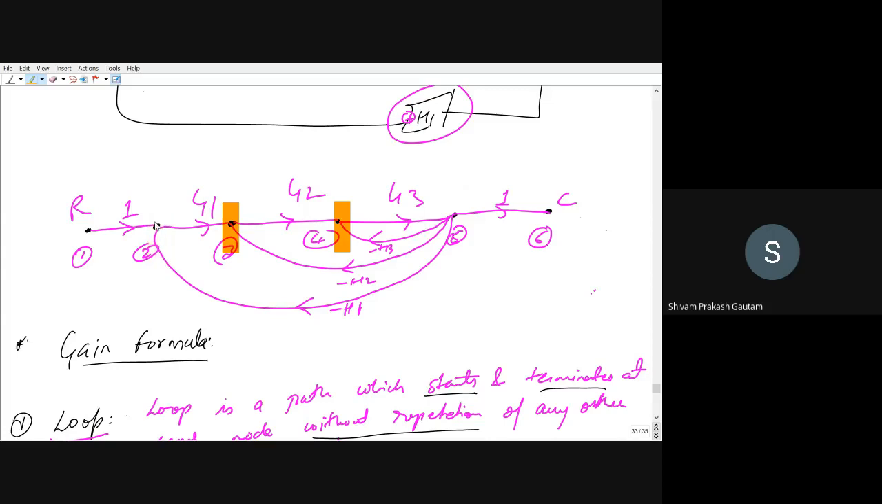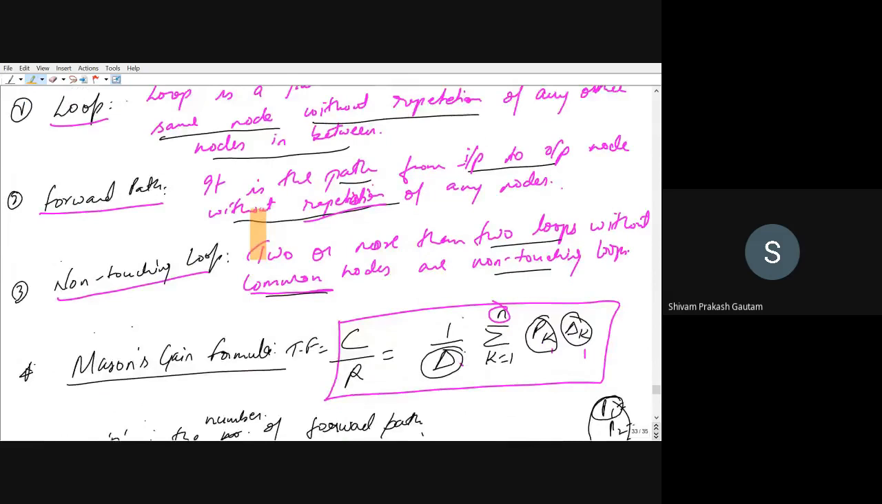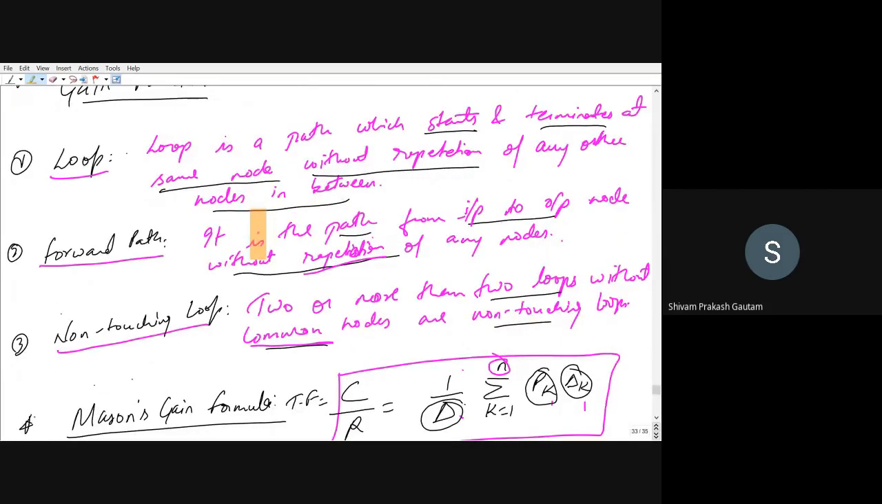Now if you are at node 2, from node 2 you are going to node 3. Why are you going to node 3? Because the direction is towards node 3. Then you go to node 4, then node 5, then again back to node 2. So this is a loop which starts and terminates at the same node without the repetition of any node in between.